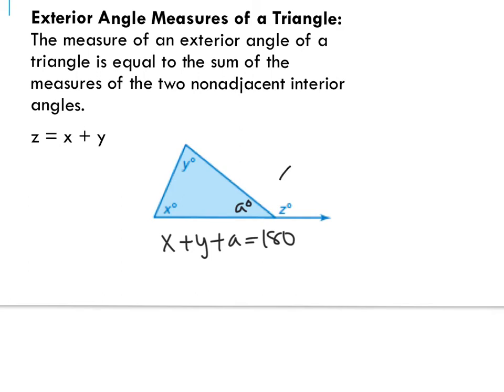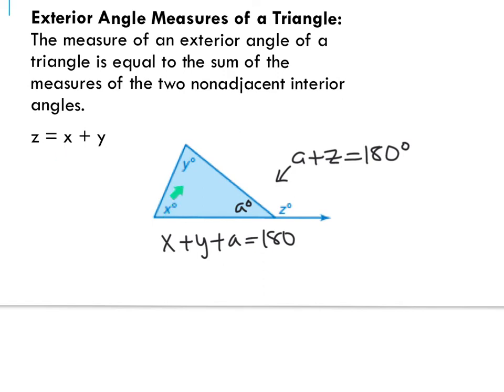So I could also say from here that A plus Z equals 180 degrees. Since these two are the same here, that means that Z must be the same as x plus y. And looking back at our rule, our theorem, this is exactly what it says. Z equals x plus y.